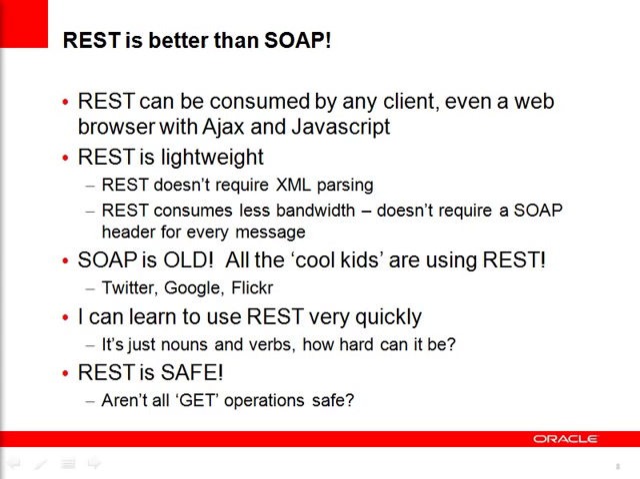One of the other arguments is that SOAP is old and all the cool kids are using REST. If you look at the current consumer-facing websites like Twitter, Google, Flickr, Facebook, and so on, many of these are using REST services. And it's very easy to learn how to use REST. It's just nouns and verbs and resources. So I can get a customer object, I can delete a customer object, and so on. It goes very well with the canonical data model of resources and verbs and actions.